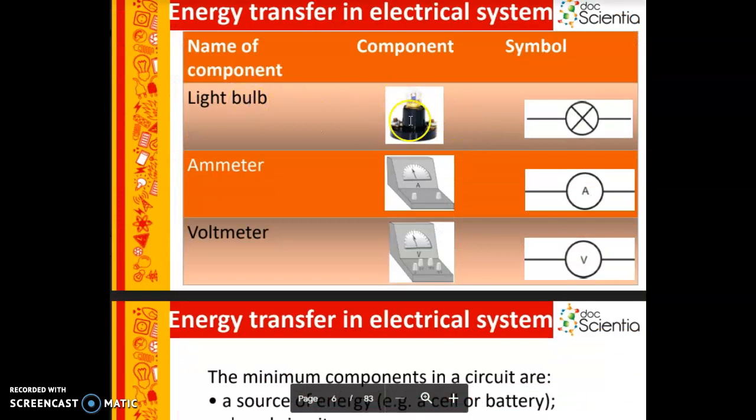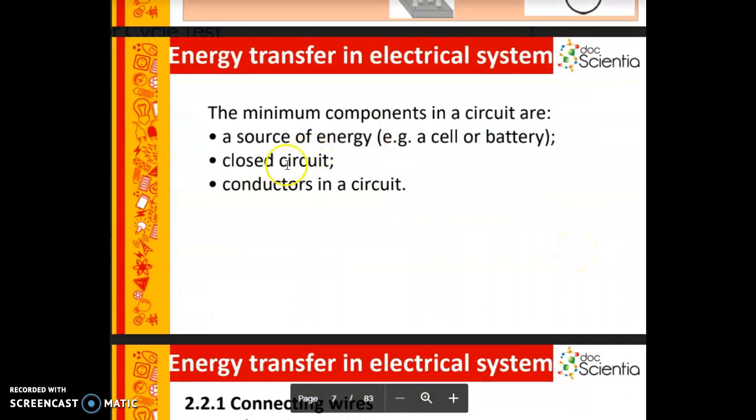A light bulb. This is a light bulb. Ammeter is a circle with a little A in it. A voltmeter is a circle with a little V in it. And the minimum components of a circuit are, just like we just said, a source of energy, like a cell or a battery, a closed circuit, and conductors in the circuit.